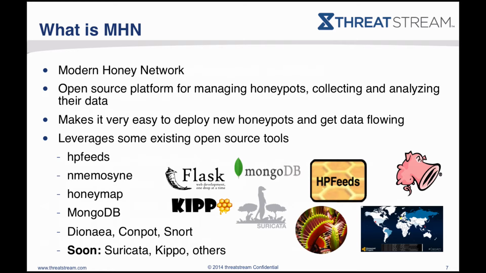And right now, we support Dionaea, Conpot, and Snort. Snort is not a honeypot, but it is a very useful network sensor that we've integrated into the project anyway. Soon, we hope to integrate Suricata, another useful network sensor, Kippo, and some other honeypots.